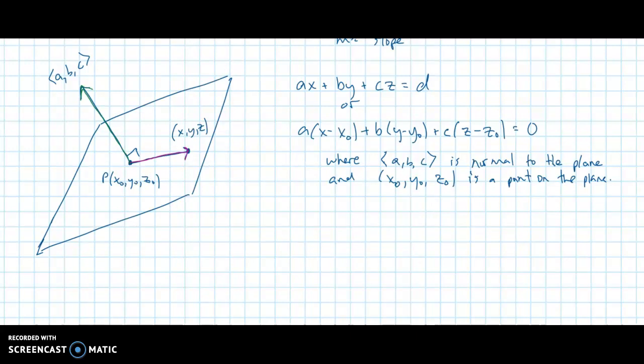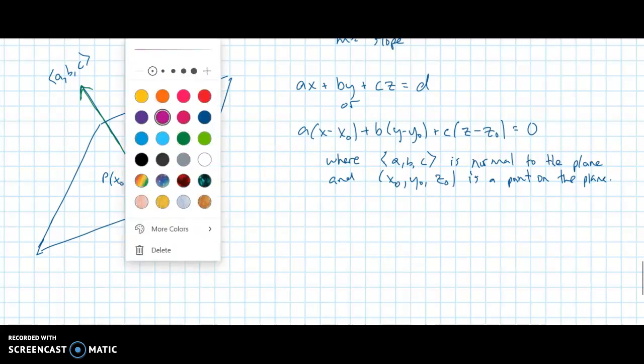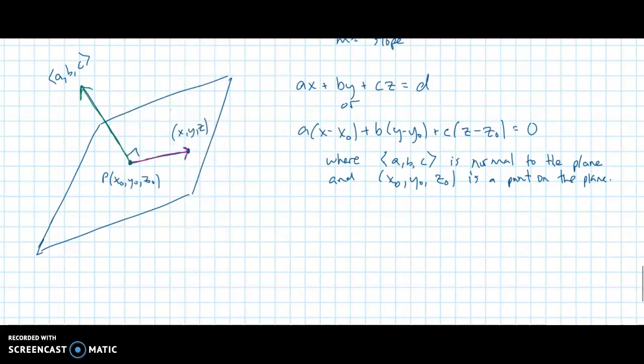So that green vector is normal, and the purplish vector there starts at my point x naught, y naught, z naught, and goes out to any point in the plane. So for example, I could take x, y, z out like that. I could take it to that. I could take it to that. All of these would lie in that three-dimensional plane, right?